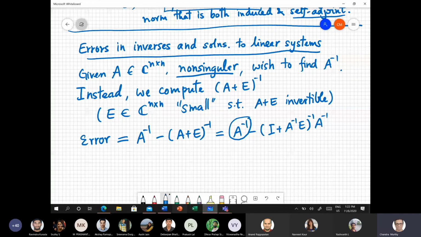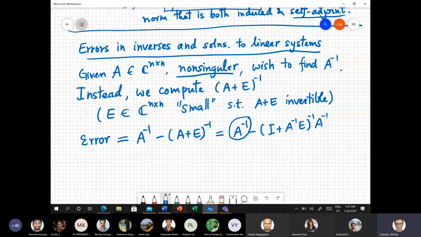It's just that I couldn't compute, or I didn't have A exactly in my hands. What I got to observe was A plus E, where E was a small perturbation on A, such that A plus E was also invertible. So I wanted A inverse, but I have (A plus E) inverse in my hand. The difference between these two is the error.